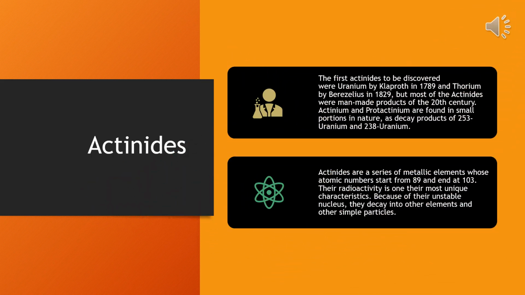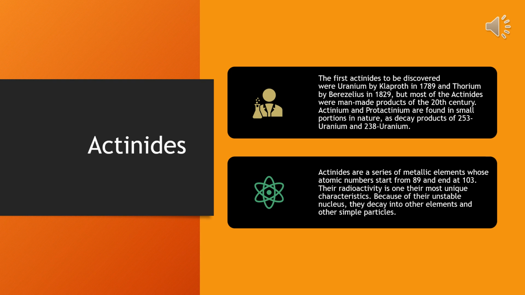Actinides. The first actinides to be discovered were uranium by Klaproth in 1789 and thorium by Berzelius in 1829, but most of the actinides were man-made products of the 20th century. Actinium and protactinium are found in small portions in nature, as decay products of uranium-235 and uranium-238.